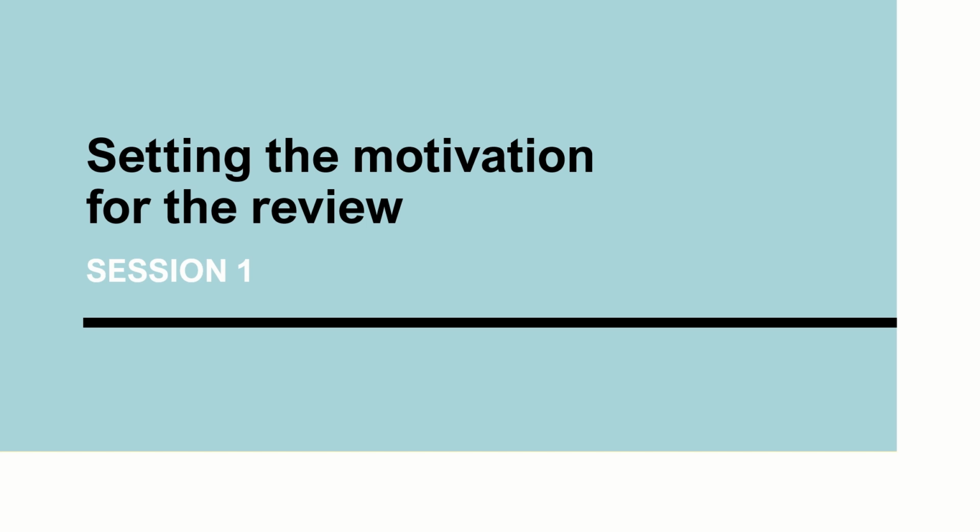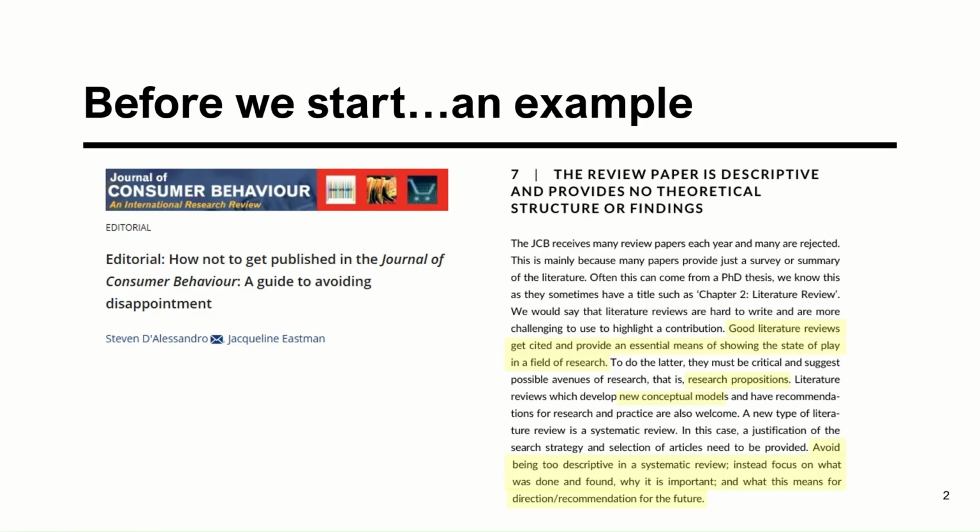Now, the first of these series of 5 to 6 sessions will focus on setting the motivation for the review, in terms of how do you motivate your review, and that eventually sets the stage for the rest of your review paper. Now, even before we start, it's very important that we understand what a literature review should actually be doing. First and foremost, literature reviews can actually get cited, and they paint a picture of what is happening in your field of research.